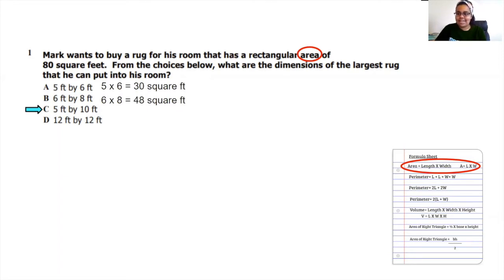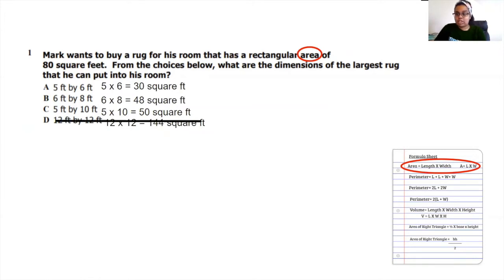C, I'm going to have to take 5 times 10, which is going to give me 50 square feet. And then finally D, 12 times 12, which is going to give me 144 square feet. So Mark's room is 80 square feet, so he is not going to be able to fit a rug that is 144 square feet in his room. So I'm going to eliminate D.